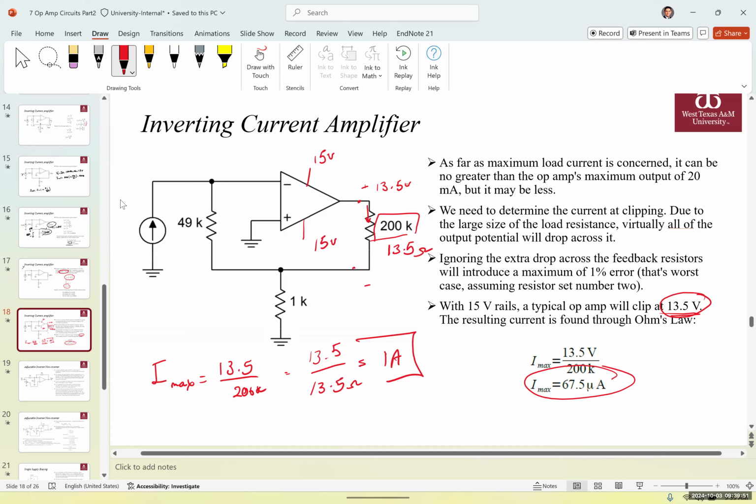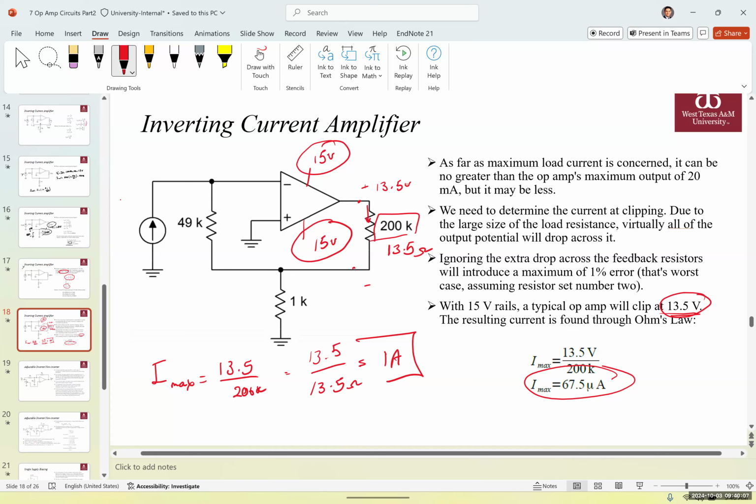Is it clear? Yes. Where's the 13.5 volts come from? 13.5, great question, by the way. Our supply voltage is 15 volts, okay? But some of this voltage is consumed inside the op-amp.